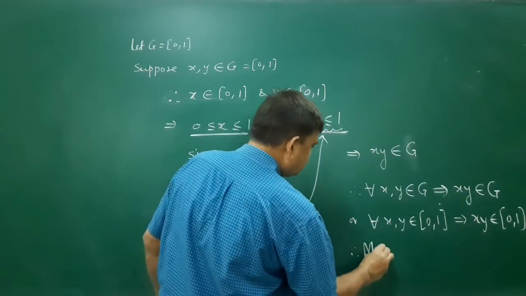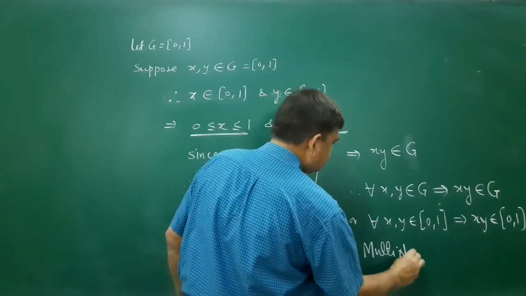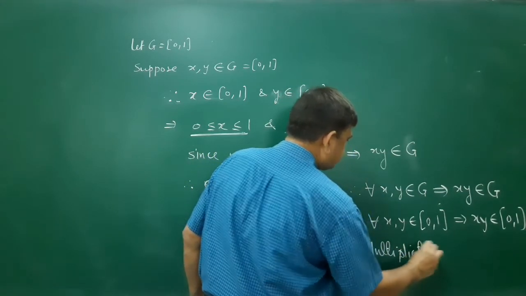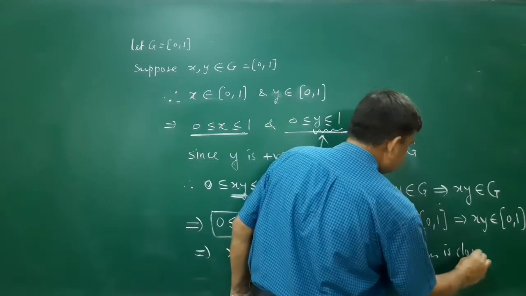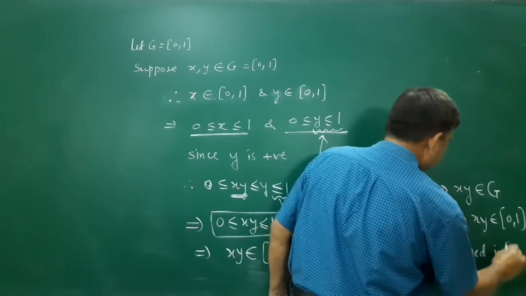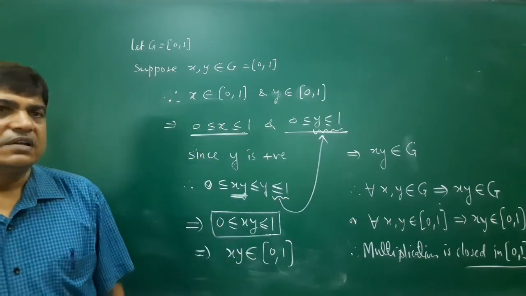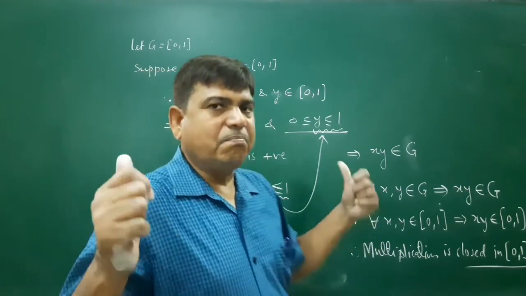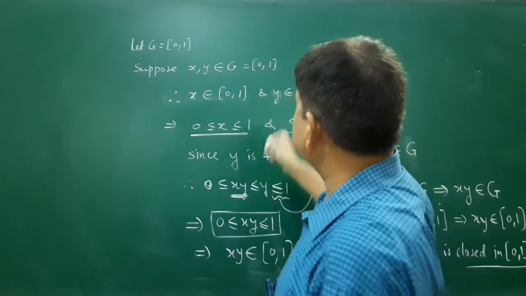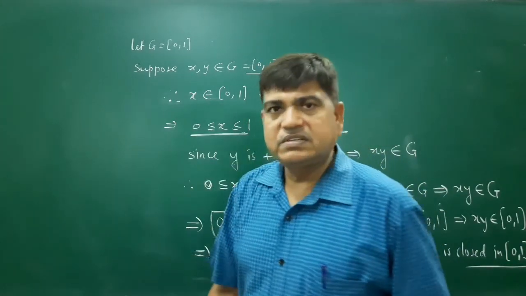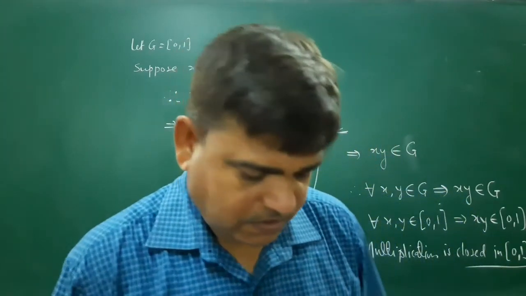Therefore, multiplication is closed in [0, 1]. So multiplication is a binary composition in this closed interval. Okay?